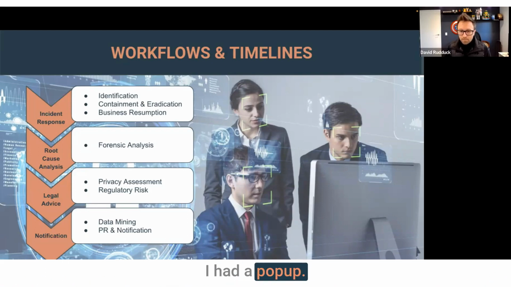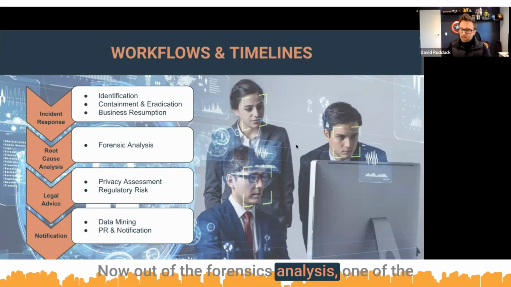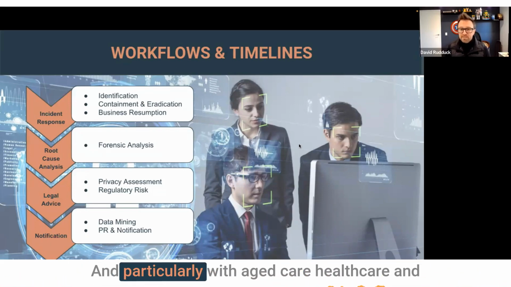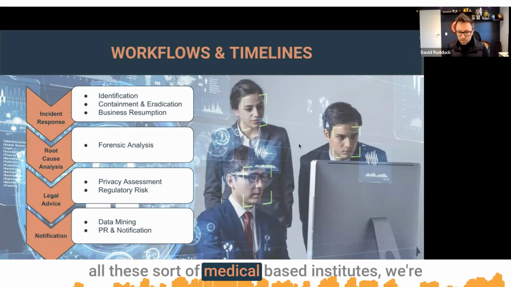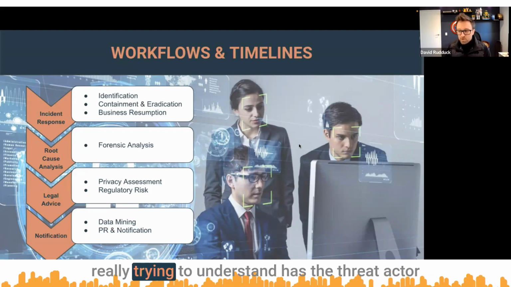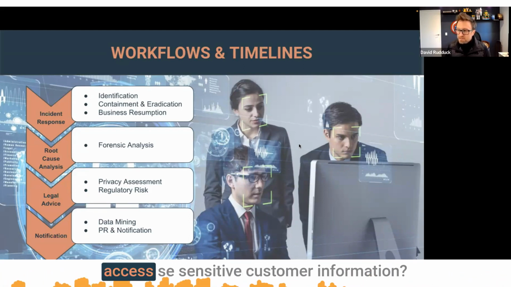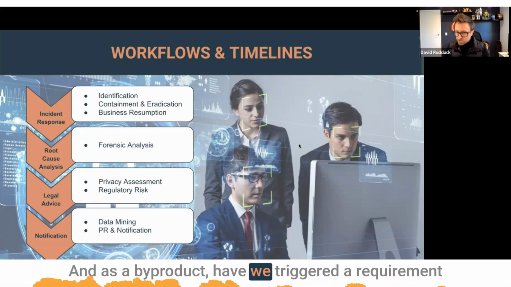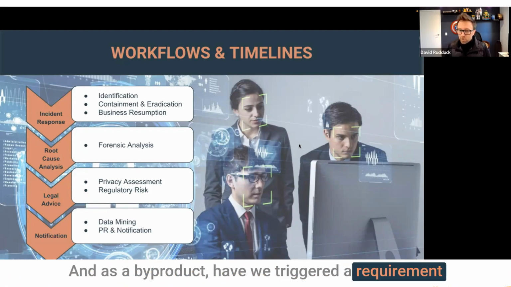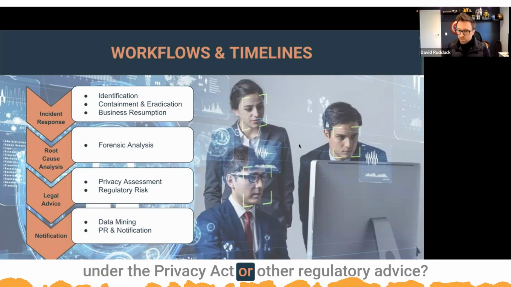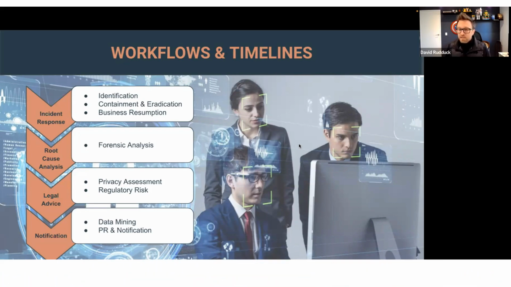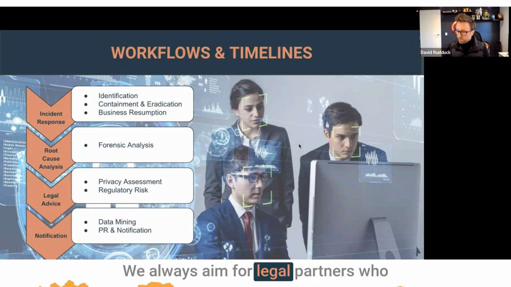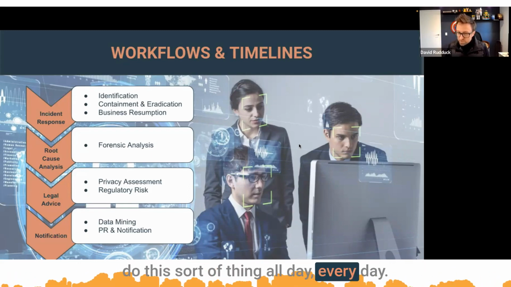Now, out of the forensic analysis, one of the things we're trying to understand is what did the threat actor do while they're in the environment, and particularly with aged care, healthcare, and all these sort of medical-based institutes, we're really trying to understand, has the threat actor accessed sensitive customer information? And as a byproduct, have we triggered a requirement under the Privacy Act or other regulatory advice? If that happens, we will bring in legal partners. We always aim for legal partners who do this sort of thing all day, every day.